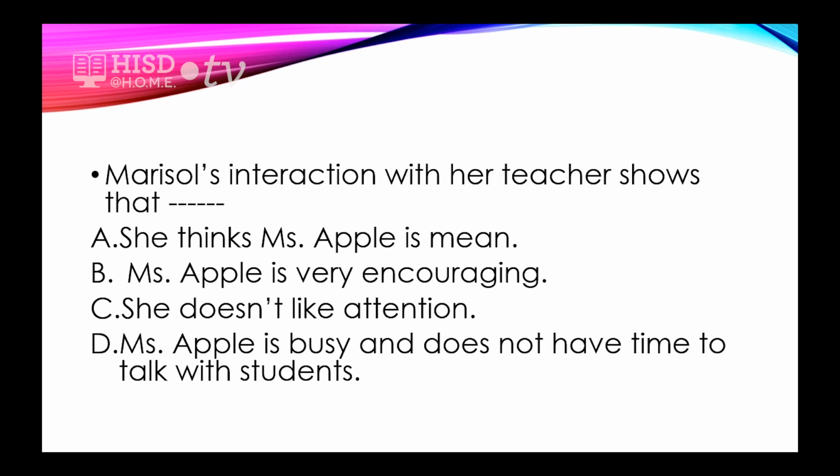Marisol's interaction with her teacher shows that A, she thinks Miss Apple is mean. B, Miss Apple is very encouraging. C, she doesn't like attention. Or D, Miss Apple is busy and does not have time to talk with students.